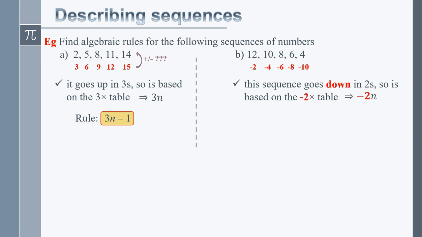And again, we're going to say, well, what have I got to do to get from my minus 2 times table to the sequence of numbers I want? I'm going from here, minus 2, I'm going to be adding to get to 12, minus 4, what am I adding to get to 10? Hopefully we can see that each time we're adding 14. So my rule would be minus 2n plus 14.